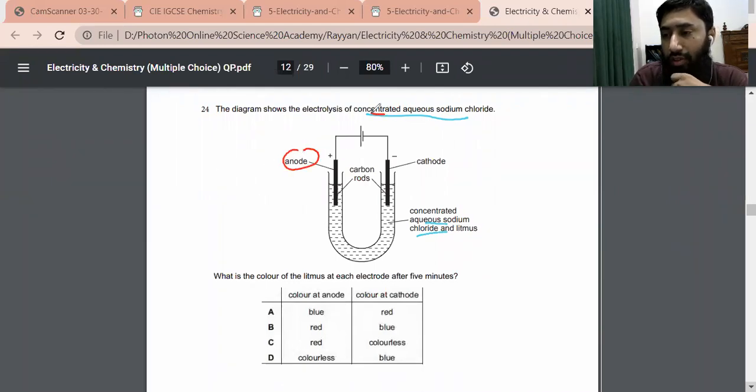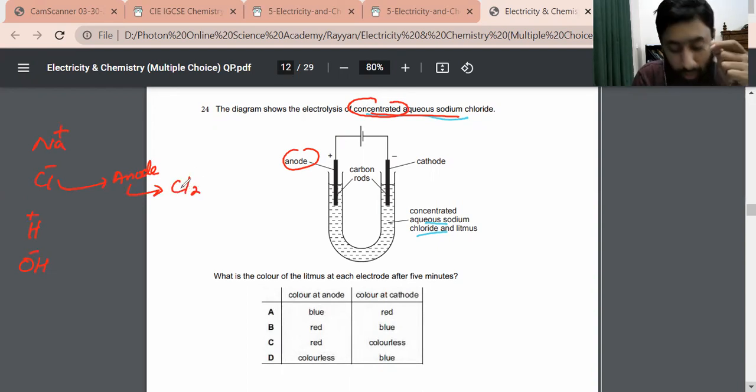As this is concentrated aqueous sodium chloride, we get sodium ions, chloride ions, hydrogen ions from water, and hydroxide ions from water. In case of concentrated solution, the chloride ion always reaches the anode. And when the chloride ion reaches the anode, which gas do we get? Chlorine gas will be given off at the anode. And the color of chlorine gas is colorless. So this is one hint.